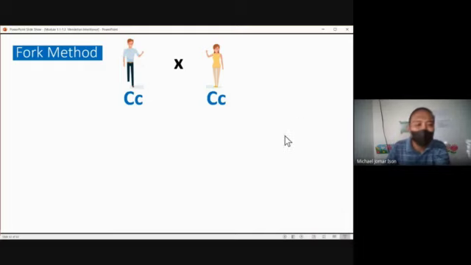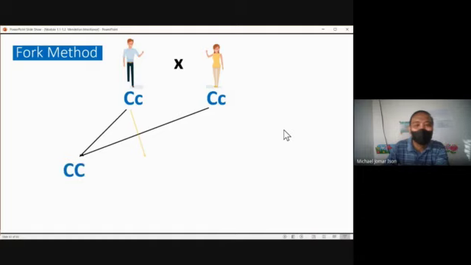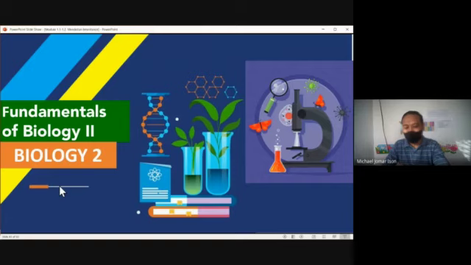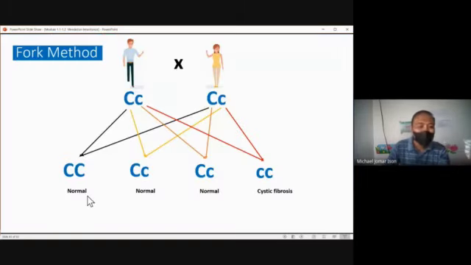To use the fork method, you can just simply combine the first and the second letter from the second parent, the second letter from the first parent with the first letter of the second parent, and then you get here the last combination. So it's very simple to get the answer. So you have here normal, cystic fibrosis, and the other one is normal. So you would have the 1:2:1 genotypic ratio, and then you will have three normals is to one cystic fibrosis phenotypic ratio.